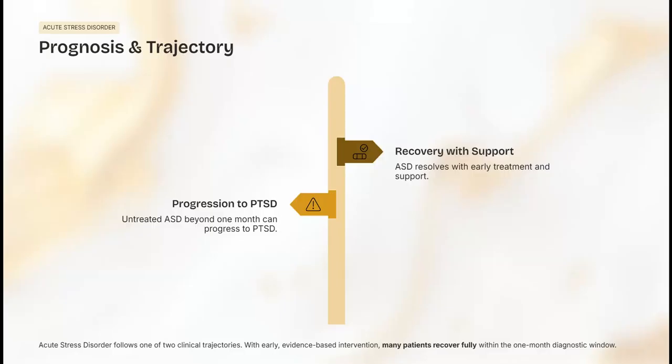About 50% of people who eventually develop PTSD had diagnosable ASD right after the trauma. This makes acute stress disorder one of the strongest predictors for future PTSD. So early intervention isn't just helpful, it's preventive psychiatry. Treating ASD early can actually prevent the development of chronic post-traumatic stress disorder. So if they come in early for treatment, they will have much better outcomes.